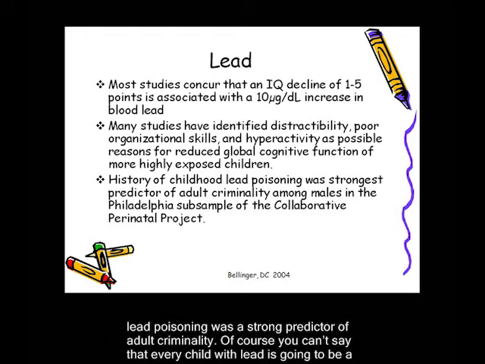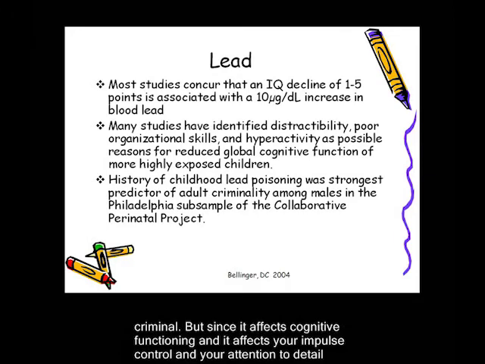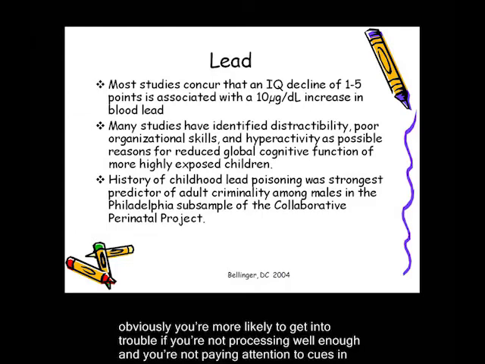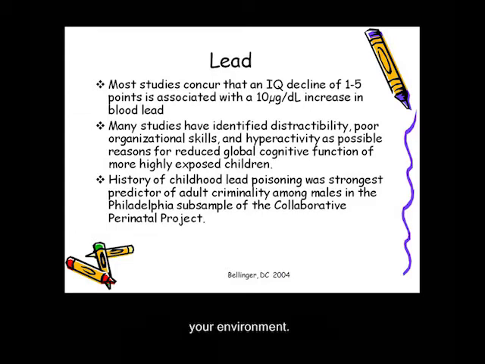Of course, you can't say that every child with lead is going to be a criminal, but since it affects cognitive functioning and it affects your impulse control and your attention to detail, obviously you're more likely to get into trouble if you're not processing well enough and you're not paying attention to cues in your environment.